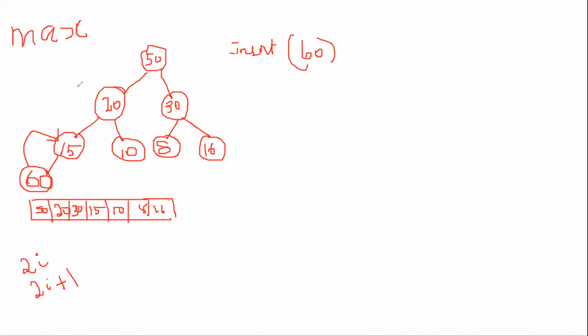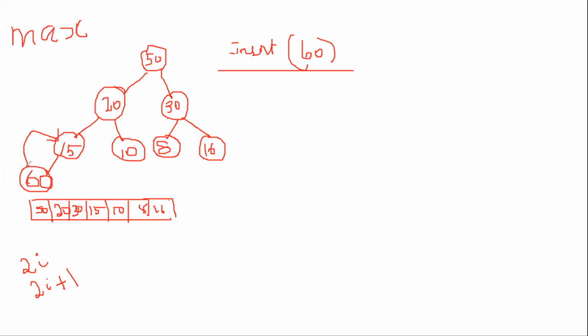Initially I've taken the heap. The heap consists of three levels. First level is 50. Second level has 20 and 30. Third level has 15, 10, 8, 16. Now I want to insert 60 into the max heap. Always you should keep in mind whether it is a max heap or a min heap.